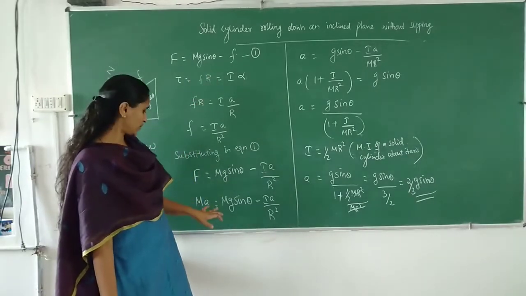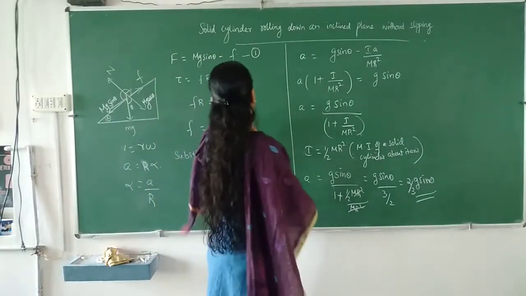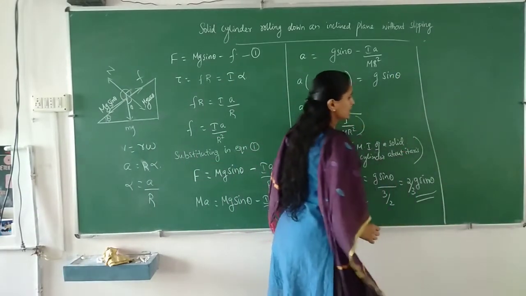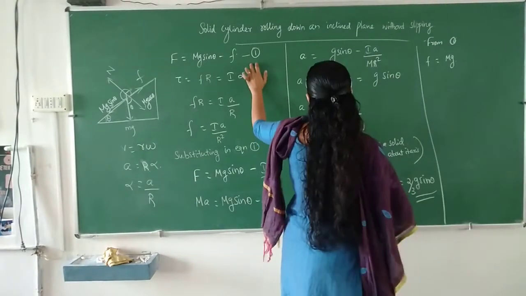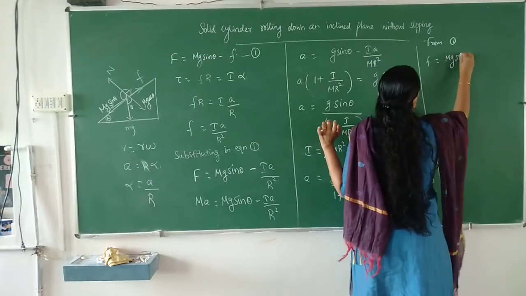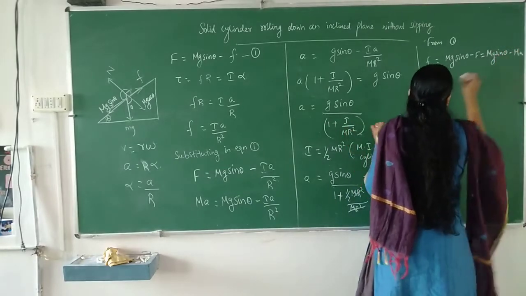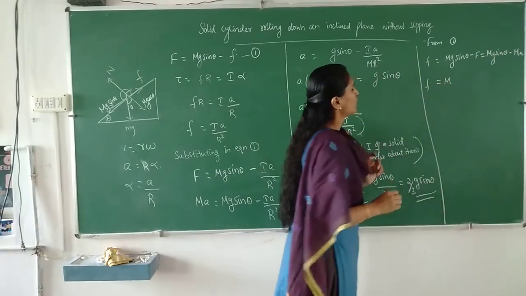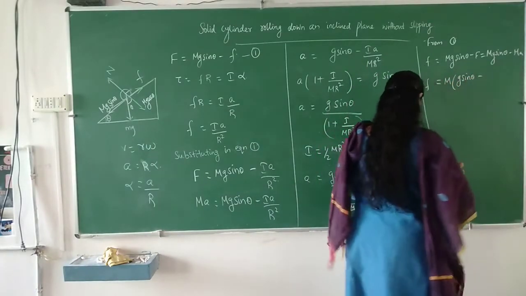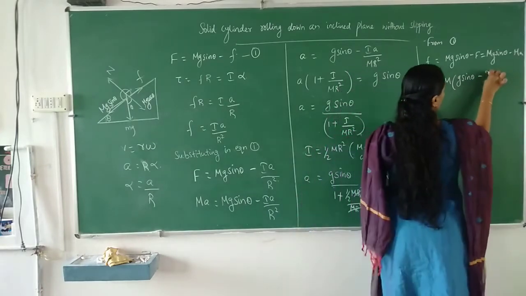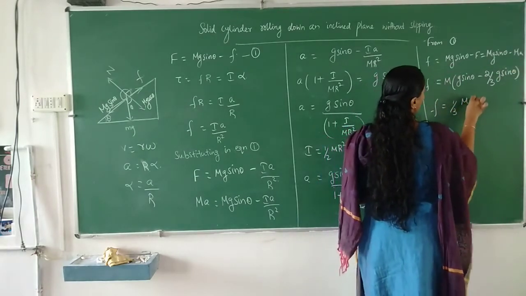Now you can substitute in the equation, which equation? In equation 1 itself, and you can find the frictional force. Is it clear? So from equation 1 we can write F is equal to mg sin theta minus m a, which can be written as m times g sin theta minus a, with a equal to 2 by 3 g sin theta. So you get the frictional force as 1 by 3 mg sin theta.